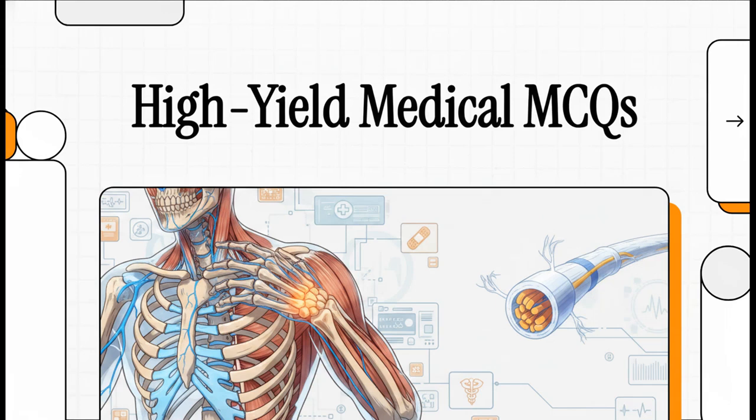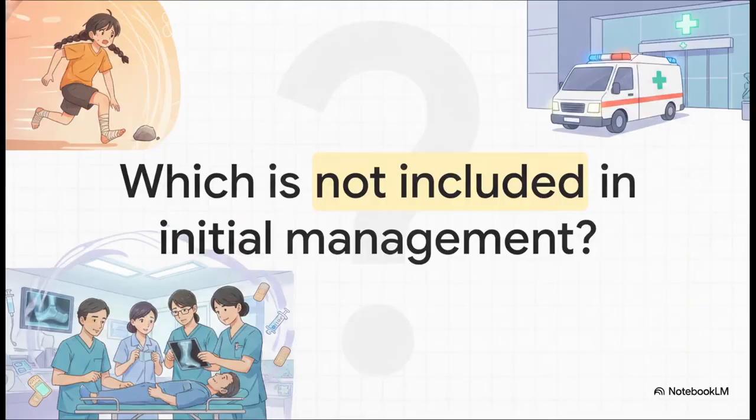High-yield medical MCQs, musculoskeletal and peripheral nerve injuries. A young patient had an ankle sprain following a hit with a stone while running. On arriving in the emergency department, which of the following is not included in the initial management?